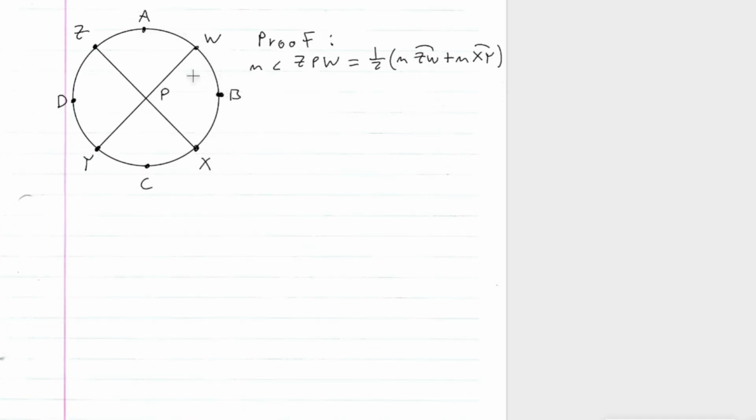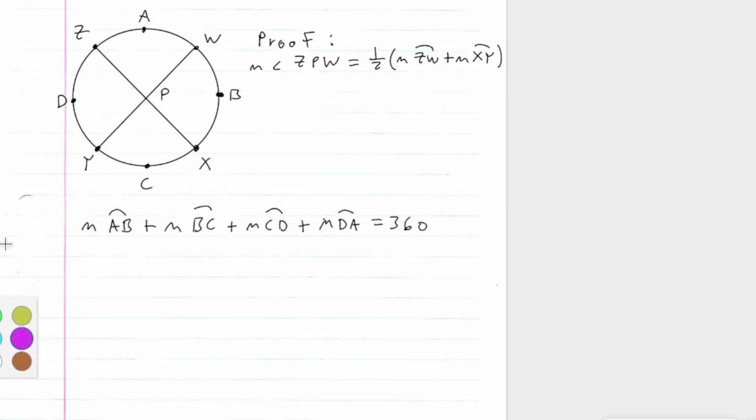So here we can see that, for starters, the measure of arc AB plus the measure of arc BC plus the measure of arc CD plus the measure of arc DA is equal to 360, right? So notice we want ZW, so let me do this. We want ZW and we want XY, right? We want those two.